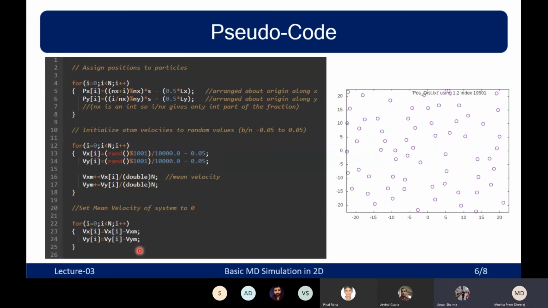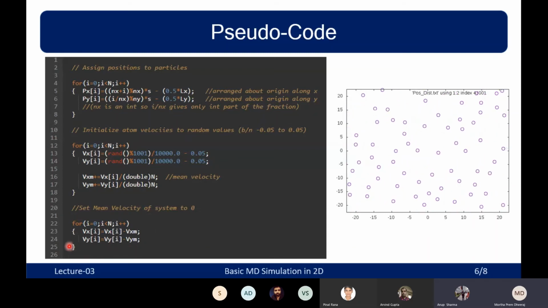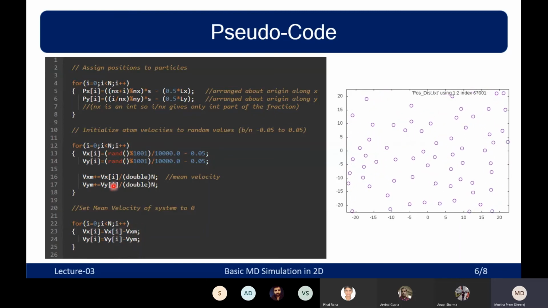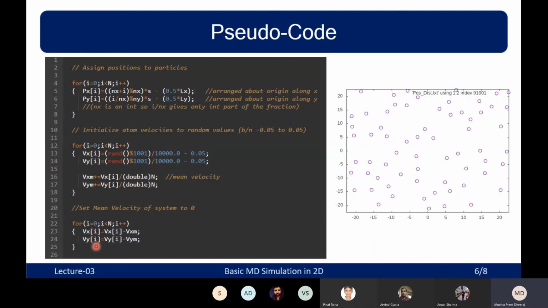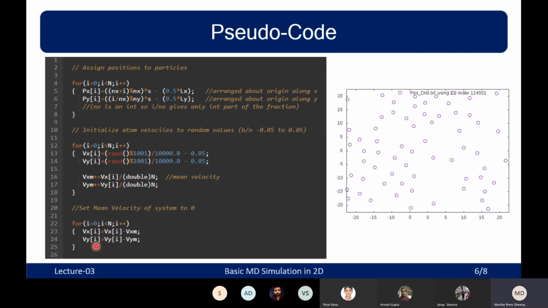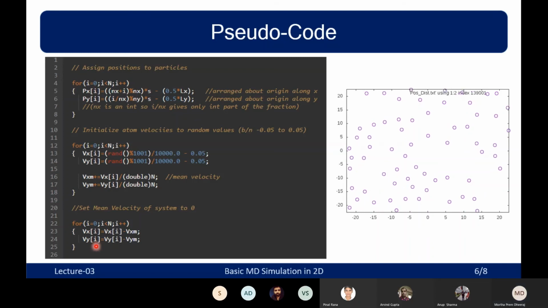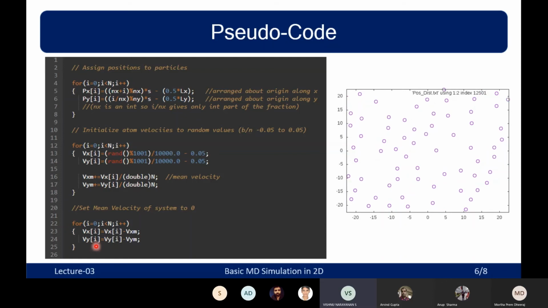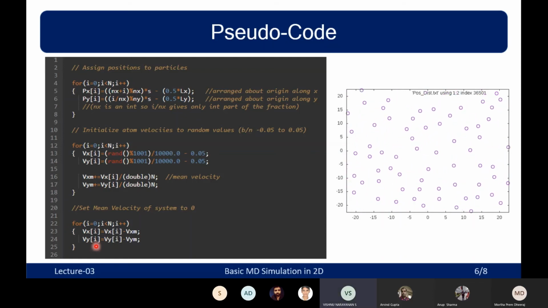In the meanwhile, I also want you to give a thought to this. If you have made any guesses, you can venture them out. Why am I subtracting the mean value of all the velocities from every particle's velocity? I'm doing it for both x and y directions. Why am I doing that? If you have given a thought to it, you're most welcome to share. Is it because you want to bring the average momentum to zero and that makes the system in equilibrium?